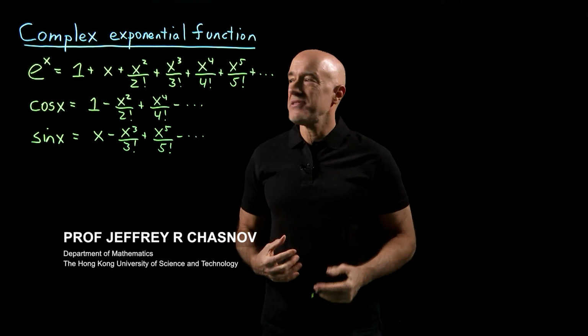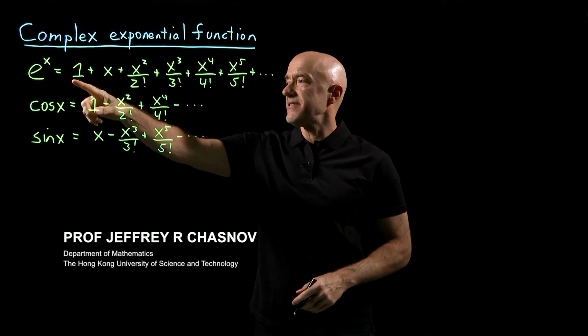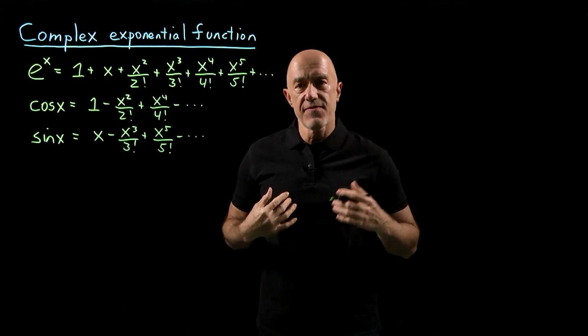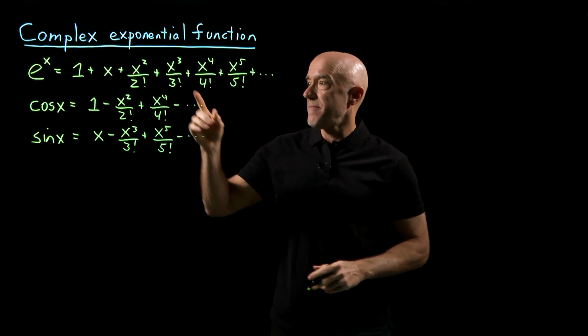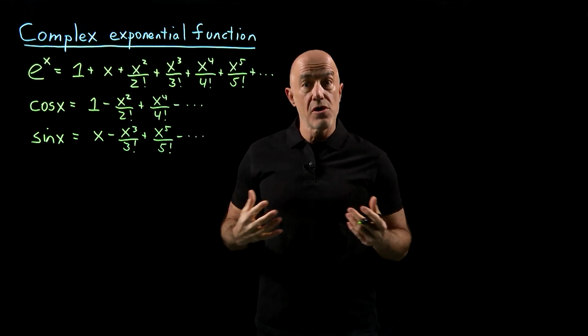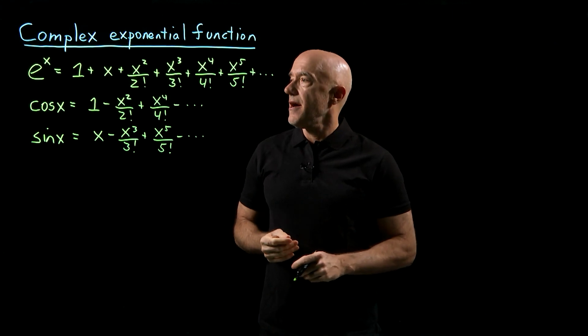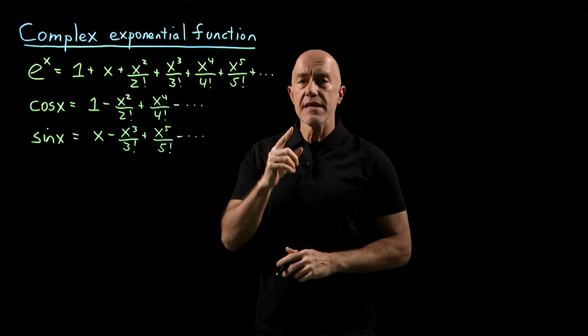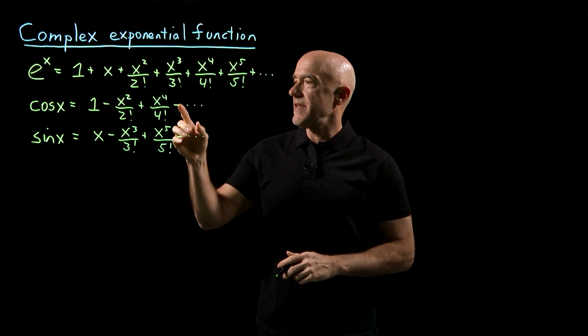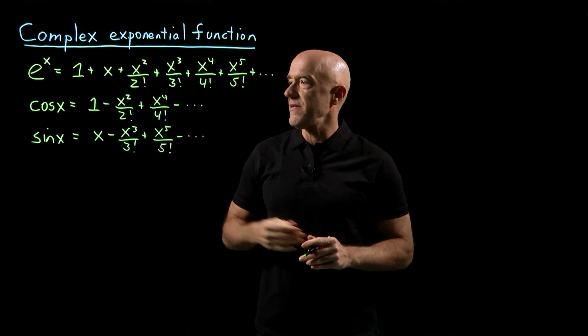We know the Taylor series for e to the x, for cosine x, and for sine x. They converge for all values of x. And if we look at them closely, we see that there is some relationship between them.